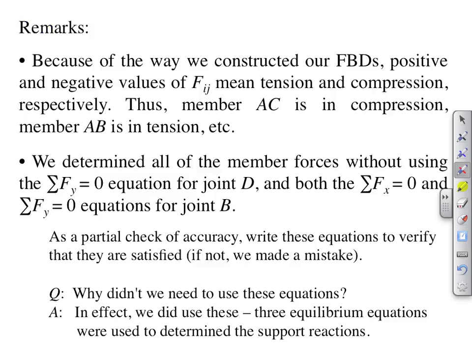Many of the preceding remarks are summarized here. A more quantitative description of our equilibrium redundancy is given at the bottom of this slide. In the joint sequence I described earlier, we had 3 extra equations, 1 for joint E and 2 for joint D. But this exactly matches the number of equilibrium equations we used to impose equilibrium on the whole structure before we began examining the individual joints. So this is entirely consistent with the process that we followed.